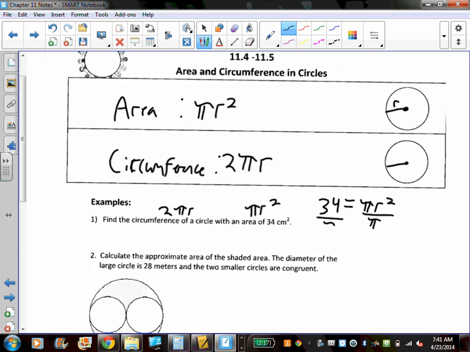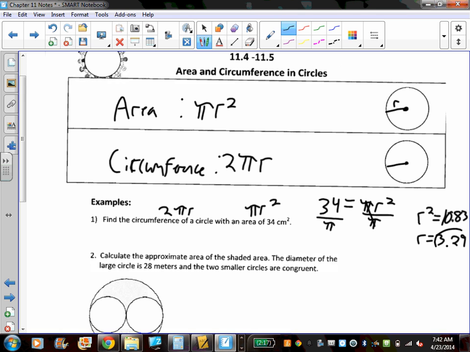So first thing we would do is divide both sides by pi. Again, my calculator, I'm going to divide both sides by 3.14. So I have 34 divided by 3.14, and that gives me that r squared is about equal to 10.83. So what I need to do then is I need the square root of that number, 10.83. And you should be getting that the radius is something right around 3.29.